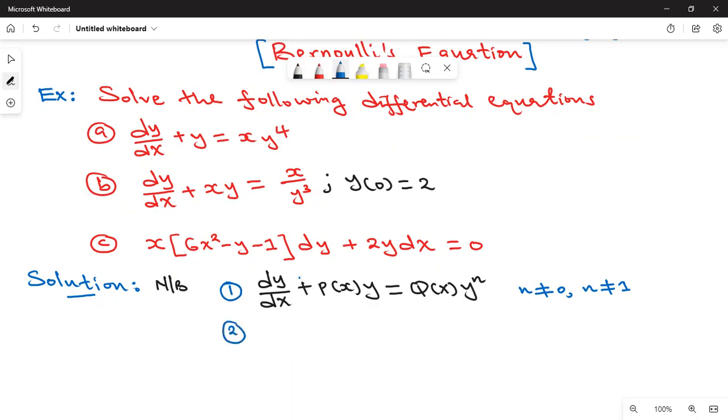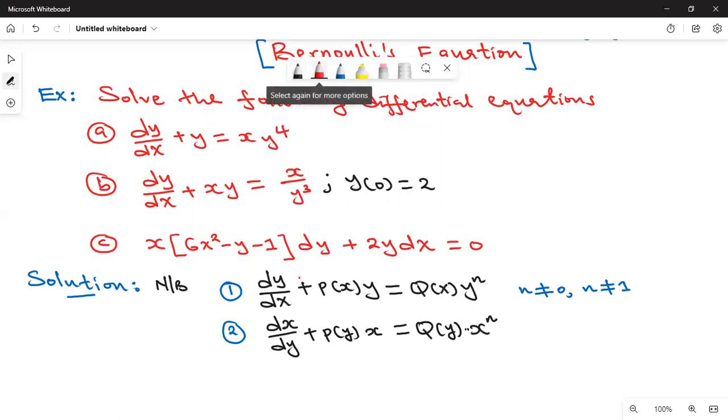What if we change the roles of x and y? You could have dx over dy plus p of y times x is equal to q of y times x raised to n, with n not equal to 0 and n not equal to 1. So these equations are non-linear, and so you have to convert them to linear ODEs.